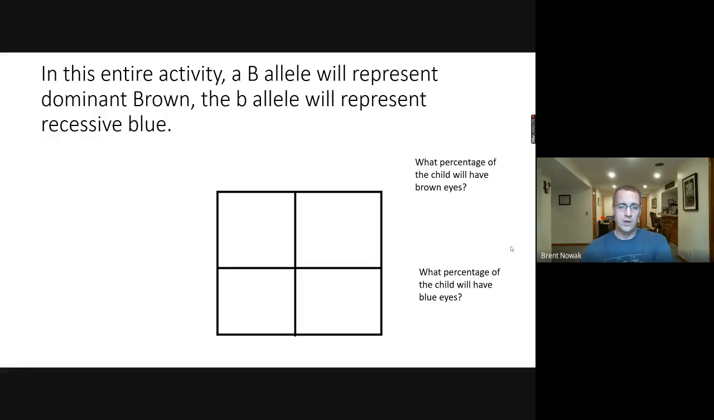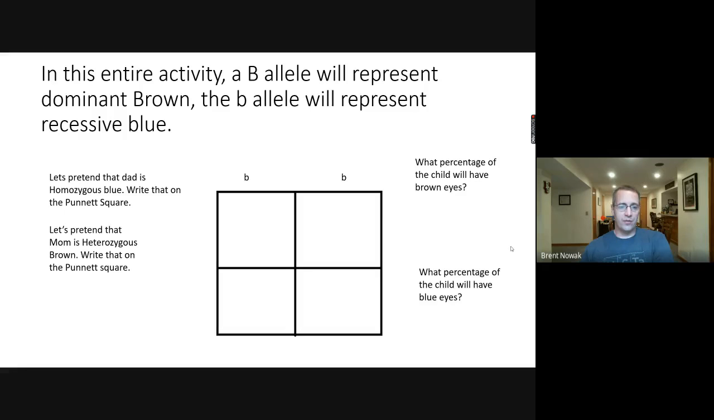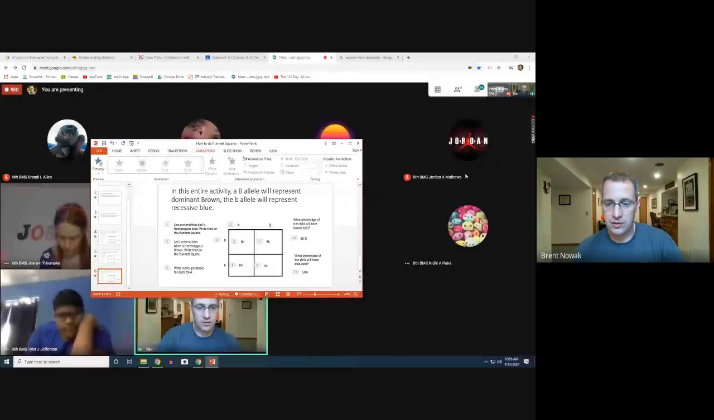Okay, this one's on you. I want you to type in the comments the percentage of the children. Here's the information. Tell me what the percentage is. Dad is homozygous blue. Mom is heterozygous brown. What percentage of the children will have brown eyes? What percentage of the children would have blue eyes? Please write your comments in the box.